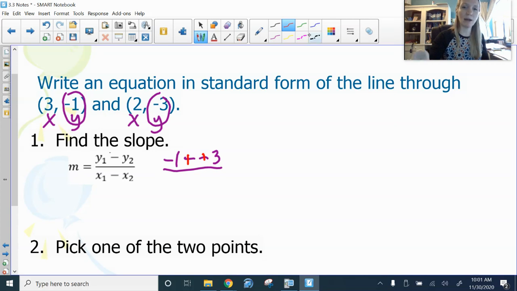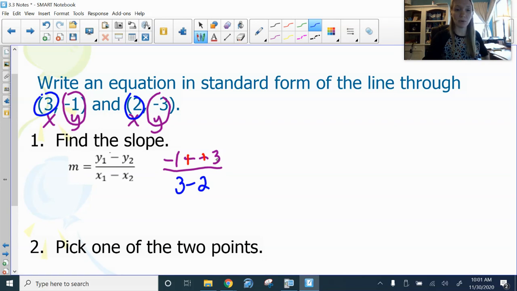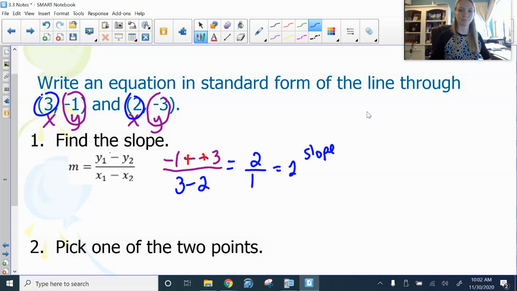And then we'll have the same thing on the bottom. We'll do our x value. So our x value would be 3, and then we'll subtract 2. So I have negative 1 minus, well, actually plus 3. So negative 1 plus 3 would be the same as 3 minus 1. So that gives me 2. And then on the bottom, I have 3 minus 2, which is just 1, which really just means our slope is 2.